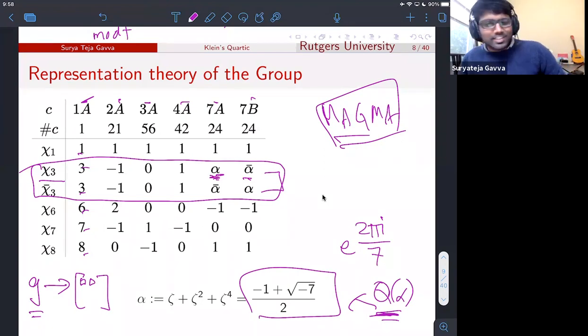So one aspect of understanding this whole curve is to really understand a lot of features of the representations. But let's just focus on these two particular representations which are dual to each other. So they are three-dimensional representations.